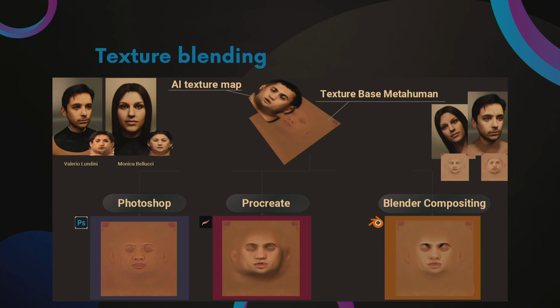So then we worked on different flavors of mixing these textures together, and we came out with three solutions: Photoshop, because it allows you to play with the opacity and overlay of the layers; Procreate, which gives you advanced tools to manually refine the texture; and also Blender. Blender is our semi-automated solution.